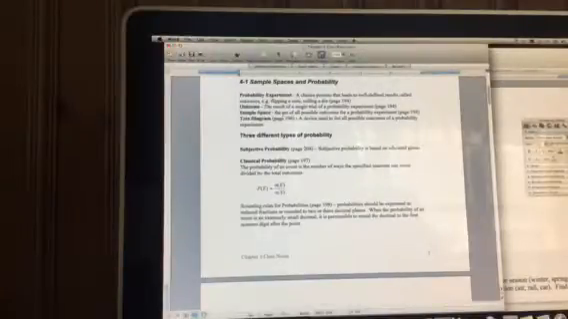And I emphasize the word all there. What can happen? Everything. That's what constitutes a sample space. And we'll get to that in more detail.